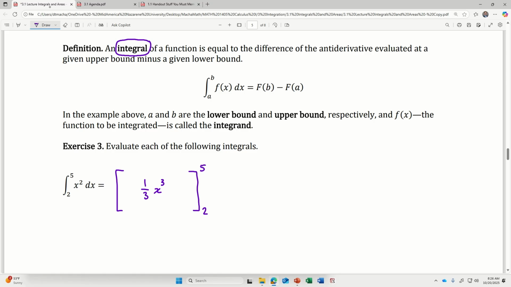And then the common thing to do is to write the lower bound as a subscript on the bottom right corner and write the upper bound as a subscript on the top right corner. And then we're going to plug in what this looks like if I set x equal to 5. And so I write 1/3 5 to the third power in parentheses. And then I'm going to plug in what it looks like if I plug in x equals 2, which is 1/3 2 to the third power.